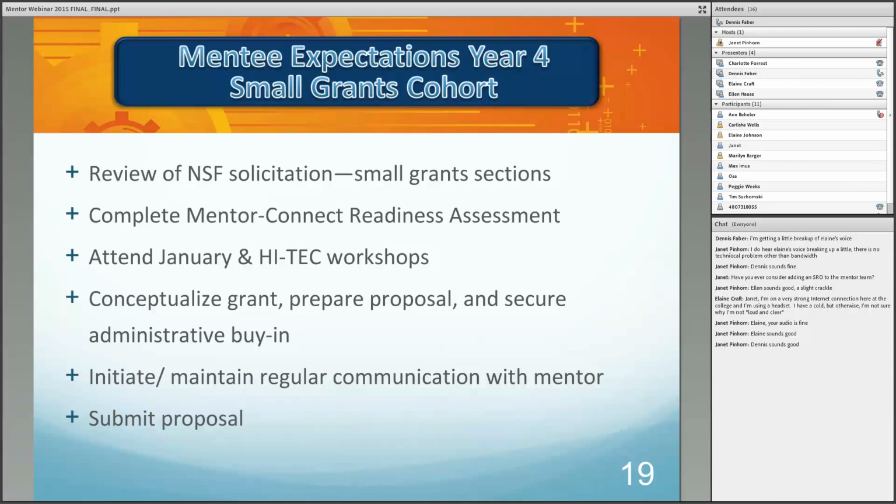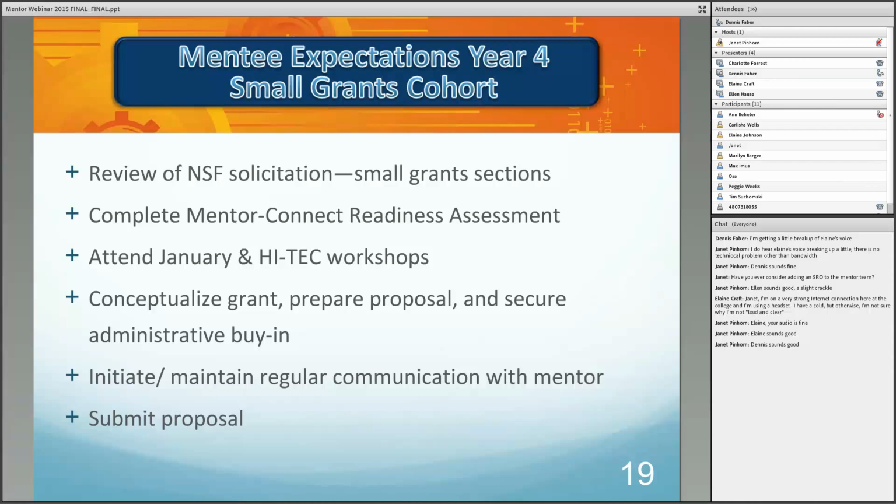Their responsibility is to conceptualize the grant, prepare their proposal, and secure administrative buy-in. We think the next to the last item of initiating and maintaining regular communication with you is very important. We find that that probably is the key to making sure that everything gets done in a timely fashion.